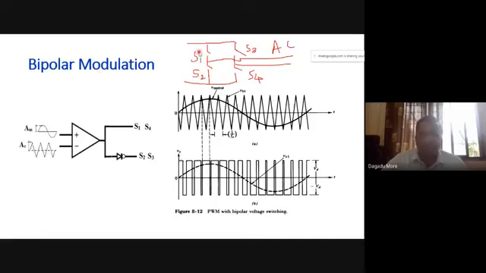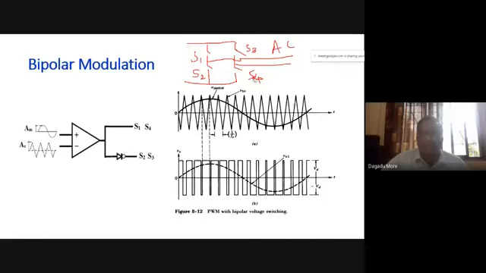In bipolar, these opposite switches we turn on and off simultaneously. When S1 and S4 are on, S2 and S3 will be off. When S2 and S3 are on, S1 and S4 will be off. Let us assume a PWM technique with a high frequency triangular carrier wave and a modulating wave of 50 hertz.